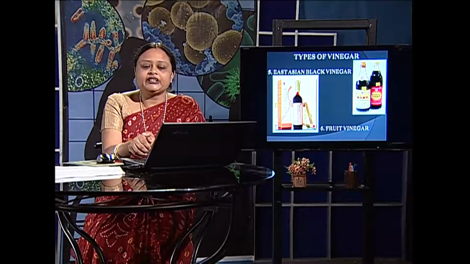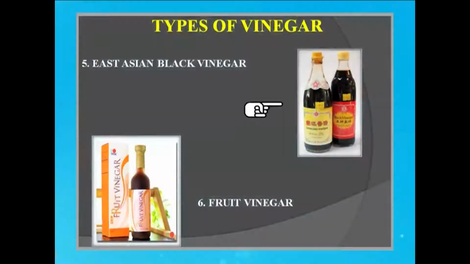Other types of vinegars include East Asian black vinegar, very common in parts like China and Japan. The Japan variety is mostly a lighter colored variety, while in China we find a darker variety. It's very dark in color and most often used for many Chinese preparations. In Japan it is often used for preparation of sushi rice.